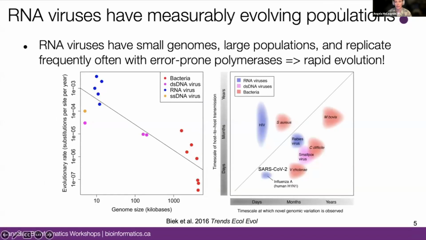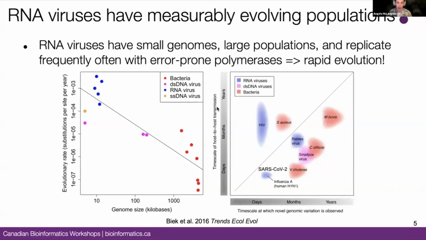Okay, let me just get rid of some of this Zoom stuff blocking my view. So to start off, I just wanted to segue into viruses because I know a lot of the talks and labs have been around bacteria, but RNA viruses are unique in that they are measurably evolving populations. So evolution is happening on the same or similar timescale as transmission. Because they have small genomes, large populations, and they replicate very frequently and have these polymerases that are error prone, sometimes with a lack of proofreading, this leads to rapid evolution, as you can see in these plots.